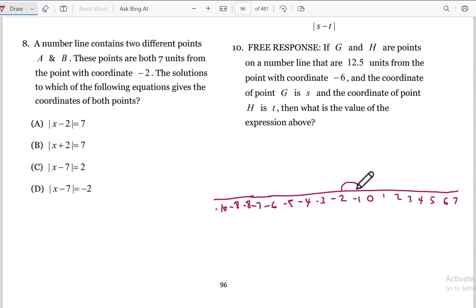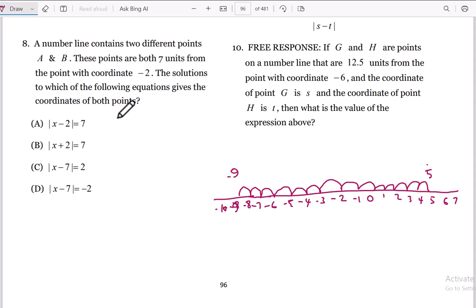7 units is 1, 2, 3, 4, 5, 6, 7. So 7 units, I have 5. Then 7 units here is 1, 2, 3, 4, 5, 6, 7. 7 units, I have minus 9. This is minus 9, because you're having minus 7, minus 8, minus 9, minus 10. So these are the values we have.